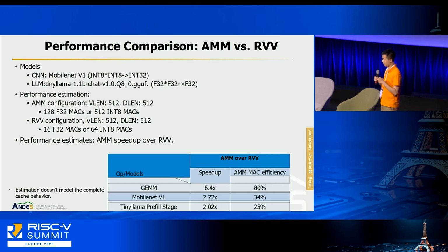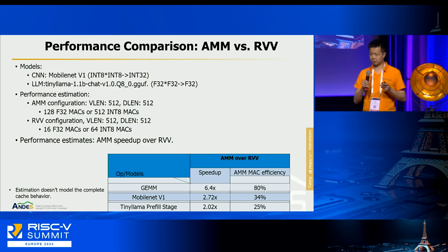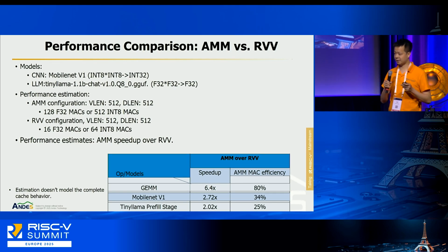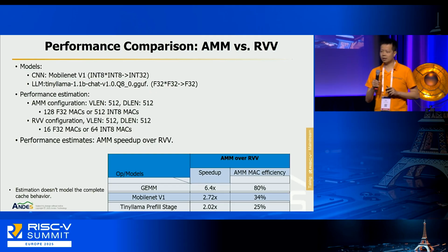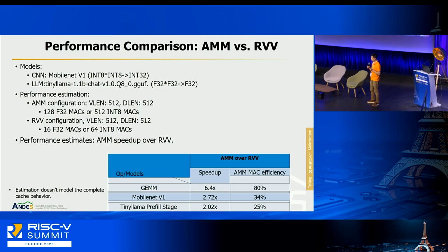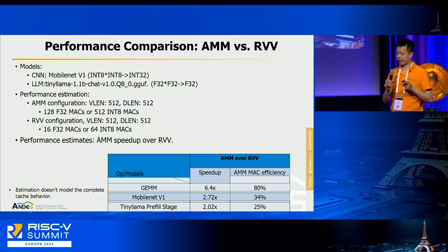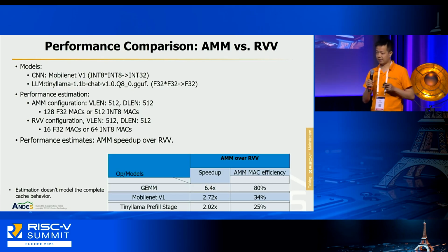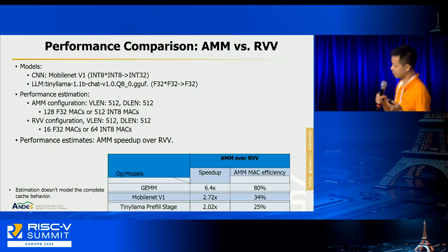For the GEMM operator, the speed-up is 6.4x and reaches a strong 80% AMM MAC efficiency, showing the computational advantage of AMM. For the MobileNet V1 and TinyLlama prefill stage, the speed-ups are 2.7x and 2x respectively, and AMM MAC efficiency drops to 34% and 25% because GEMM operation only takes up 75% and 60% of the model's execution time.